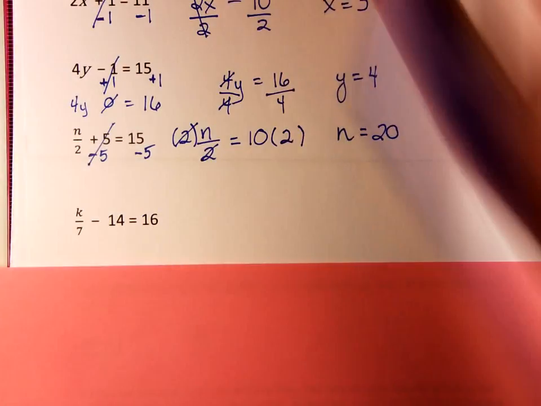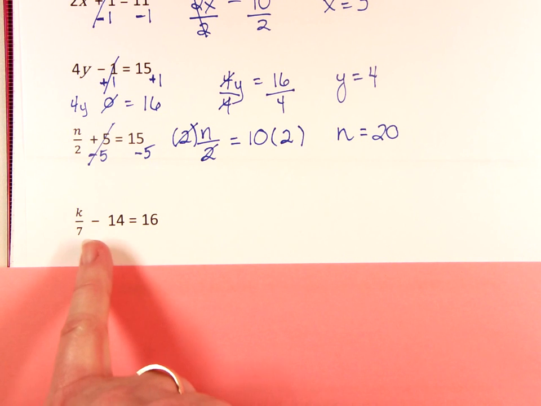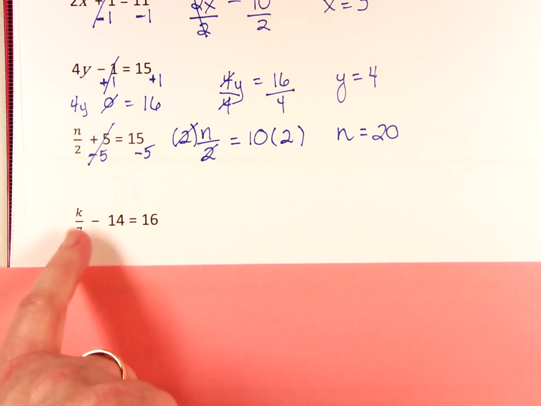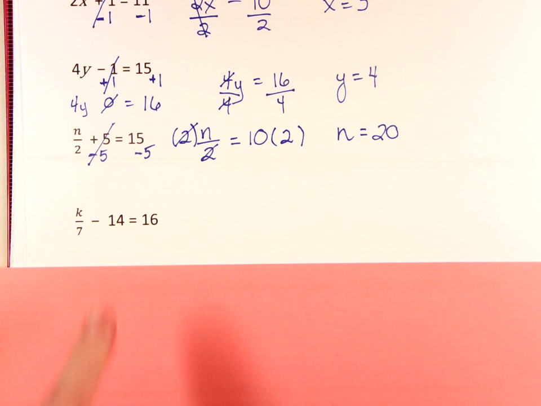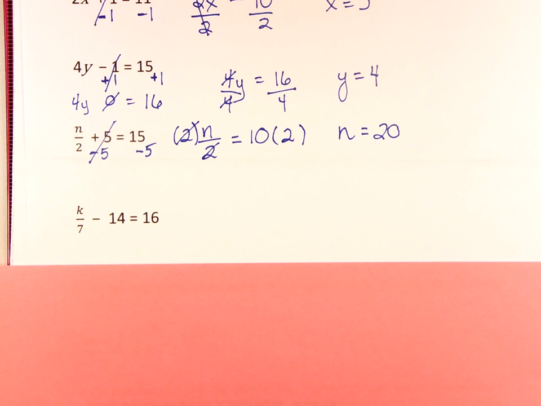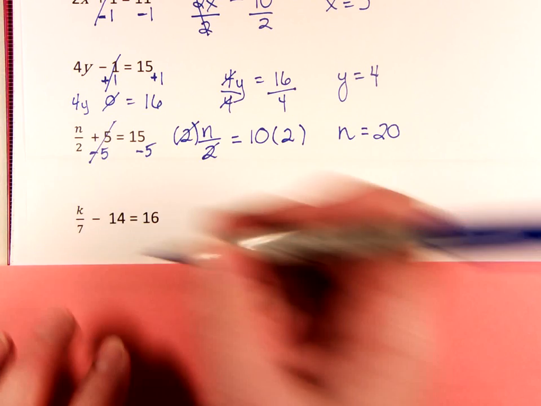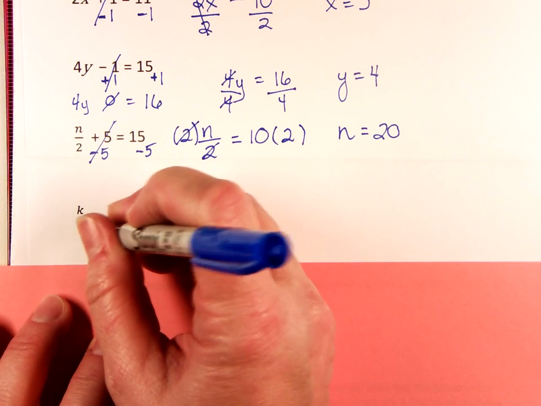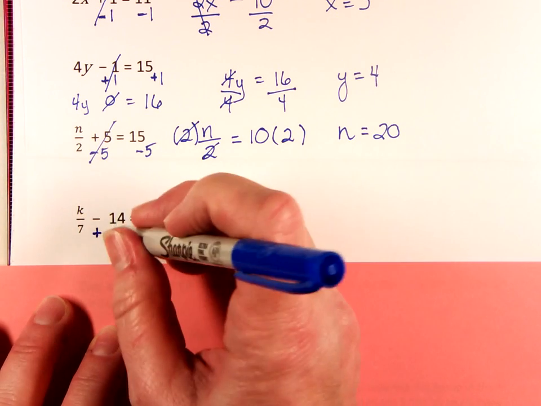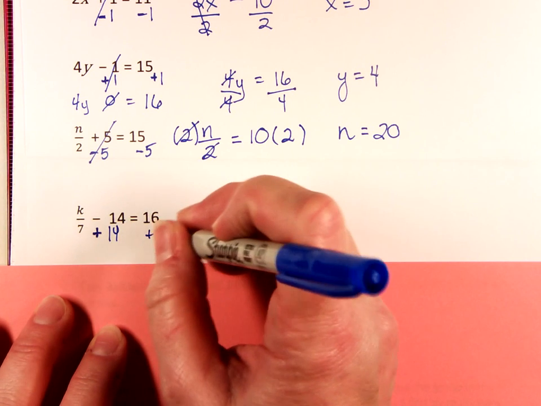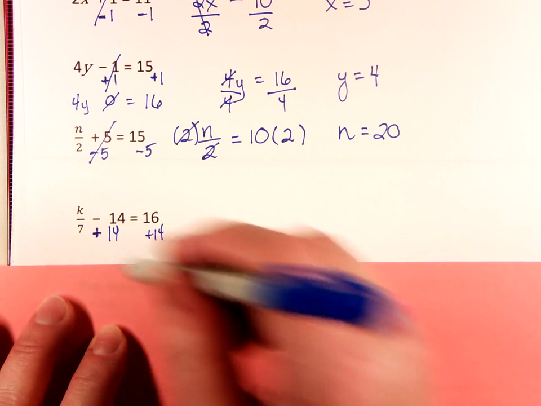All right, last one of these. Again, it's important to know where to start. Do you even want to start with this k over 7, or do you want to start with the negative 14? Negative. That's right. Get rid of that negative 14 first. The opposite of a subtraction is an addition. So add 14 to each side. What you do to one side, you must do to the other.